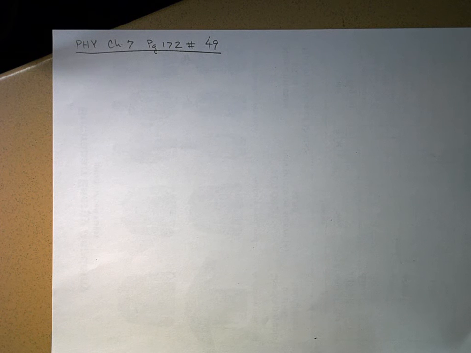Okay, let's do problem number 49 on page 172. I'll read the problem. A 615 kilogram racing car completes one lap in 14.3 seconds around a circular track with a radius of 50 meters. The car moves at a constant speed. What is the acceleration of the car? And what force must the track exert on the tires to produce this acceleration?